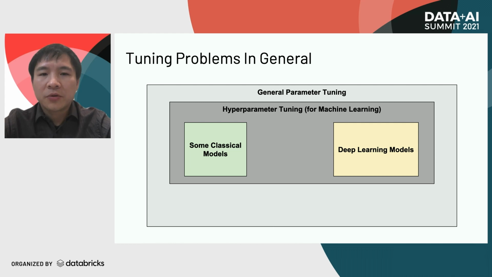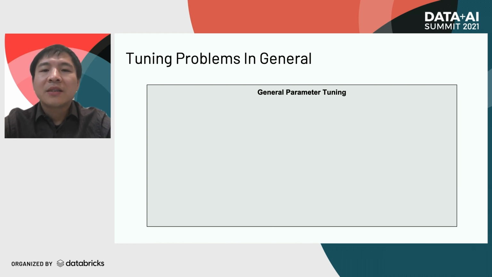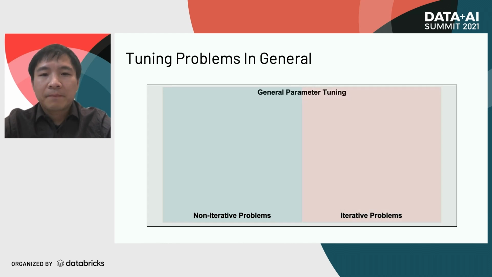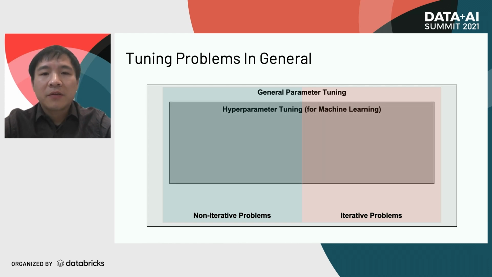Well, let's take a step back. Let's categorize the general tuning problems in another way. Non-iterative problems refer to the objective that will run just once to get a metric, then stop. Iterative problems refer to the objectives will run multiple iterations, and in each iteration, it will generate a metric.